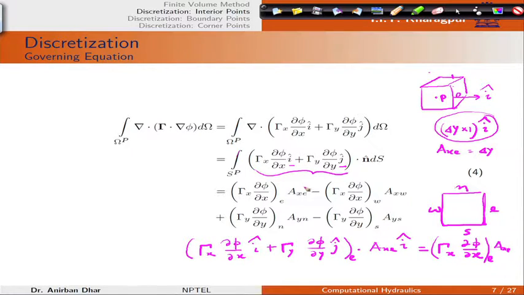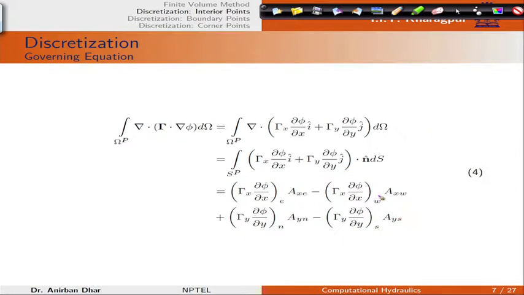Similarly, this is for east direction. If we consider west direction, the outward normal is pointing towards the negative x direction. So, we have used a negative sign here, and similarly we are getting only the x component. For north direction we will get only the y component, and for south direction also the j component or y related component, but with a negative sign.